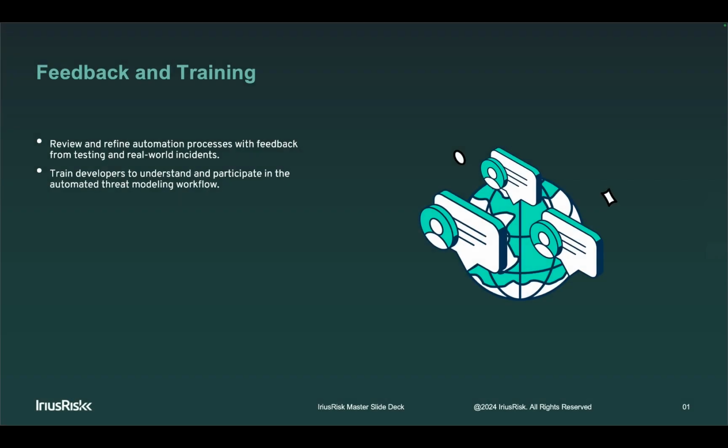We should regularly review and refine our automation processes by incorporating feedback from testing and real-world incidents. This continuous improvement helps to keep your security measures robust and responsive to new challenges. Additionally, training developers to understand and actively participate in the automated threat modeling workflow is crucial. It will empower them to contribute effectively to security discussions and enhance their ability to identify and mitigate risks within the development lifecycle.